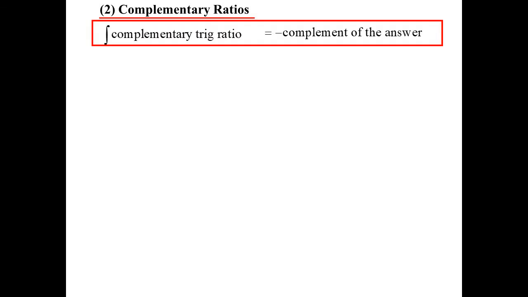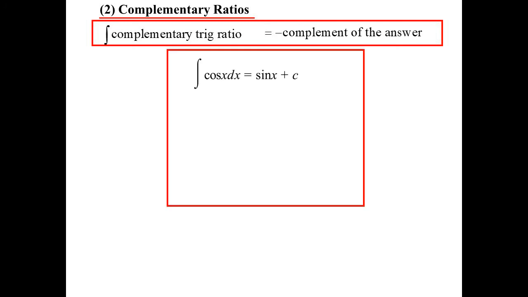Complementary ratios then. The integral of a complementary trig ratio will equal minus the complement of the answer. Let me show you what I mean. We know the integral of cos x is sine x. But for cosec squared, it'll be minus cot. Cosec is the complement of sec, and sec squared gave us tan. So the complement of sec squared, cosec squared, will give us minus the complement of the answer. The complement of tan is cotan, so it'll give us minus cotan.